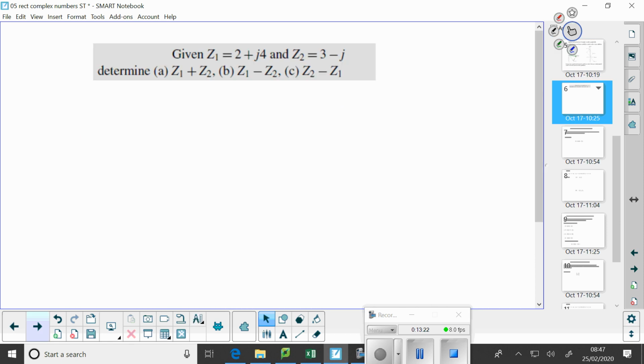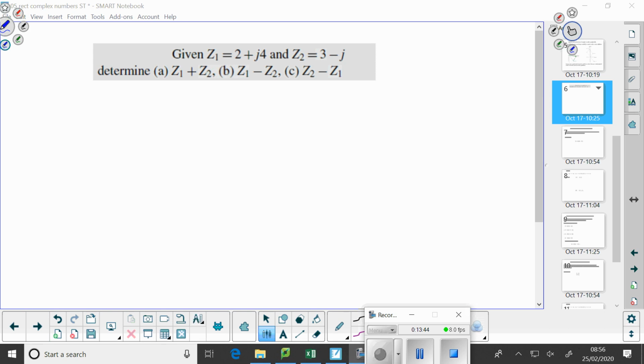So, have a go at those two. Given that Z1 is 2 plus 4j and Z2 is 3 minus j, determine what Z1 plus Z2 is, Z1 minus Z2 and Z2 minus Z1. Alright, have a go.